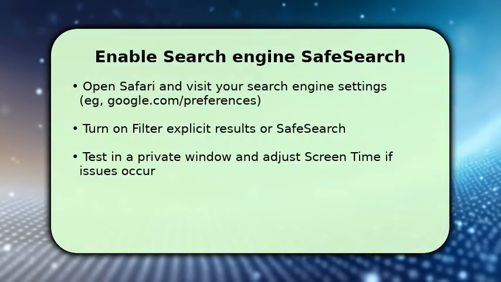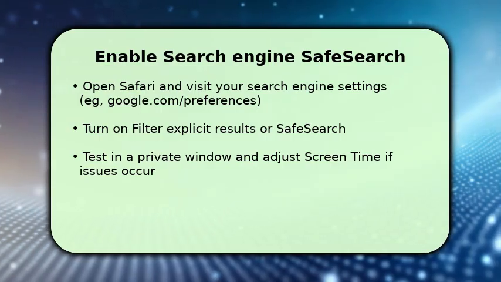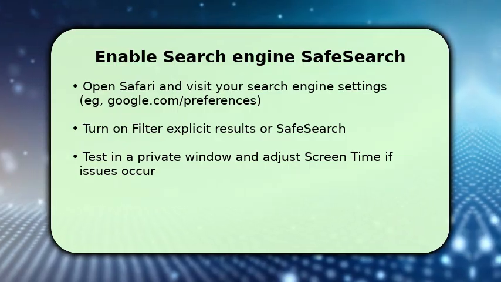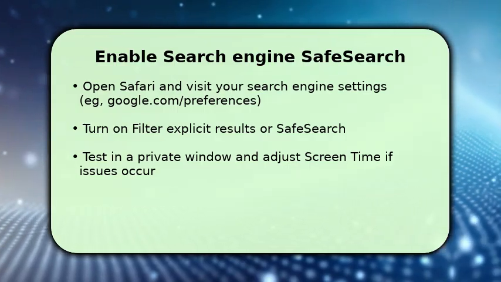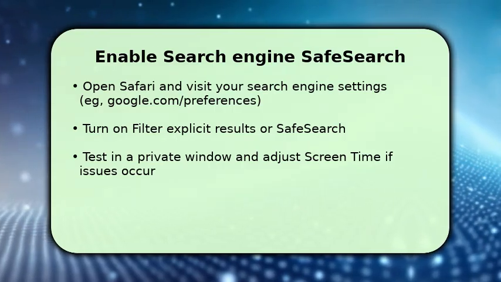Open Safari, go to your search engine settings. On Google, use search settings and enable filter explicit results. On Bing or other engines, enable their SafeSearch equivalent. Once done, test by searching for known explicit keywords in a private window to confirm filters are active.